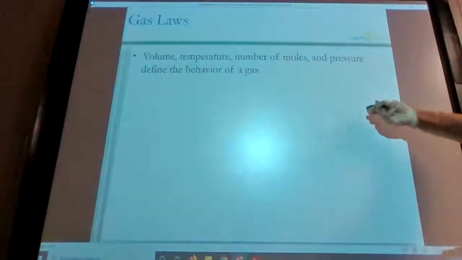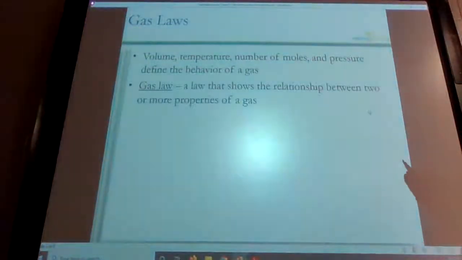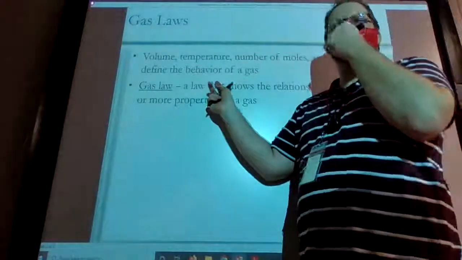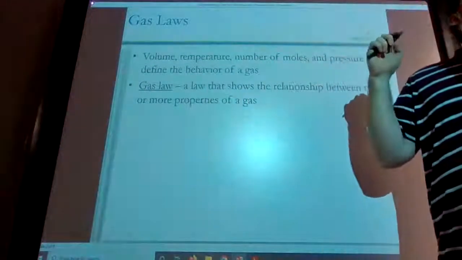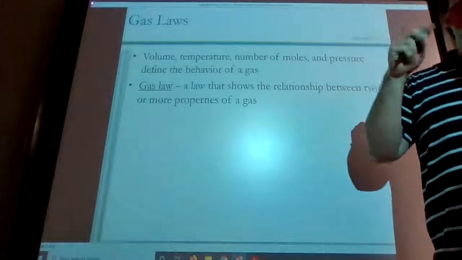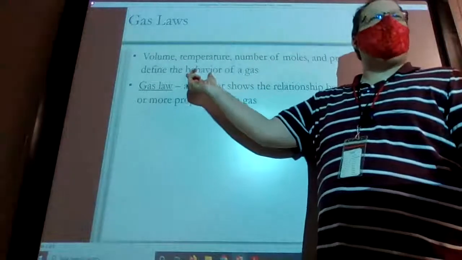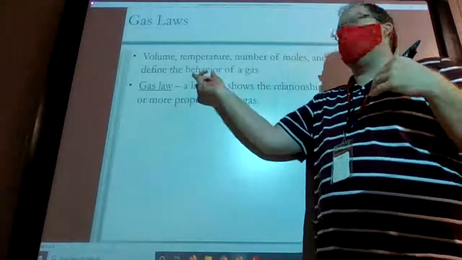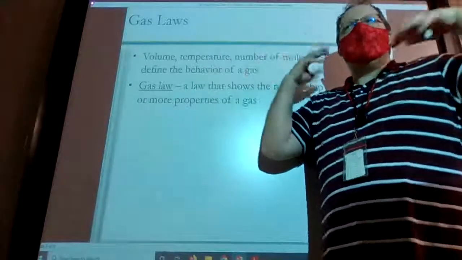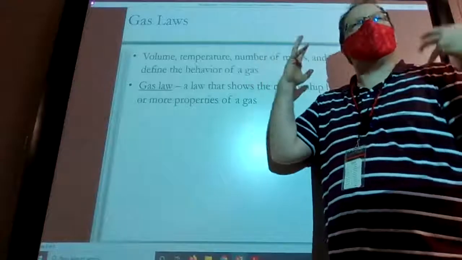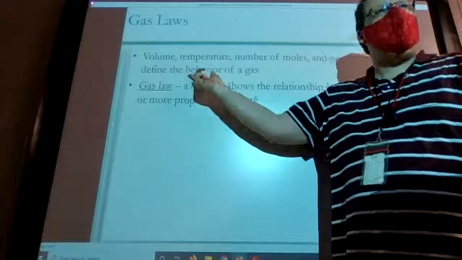So when we come back over here to our gas laws, we're looking at volume, temperature, number of moles, and pressure. And those are going to define the behavior of a gas. Remember, gases are always moving. And so if they're doing something, if they're active, the way we kind of describe that is the word behavior. That sounds weird because we usually use behavior for things that are conscious and thinking and choosing to do those things. But it still applies for gases.